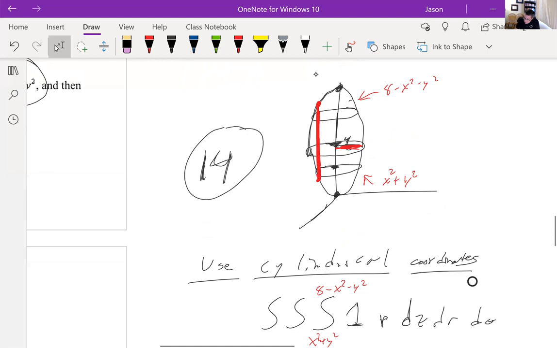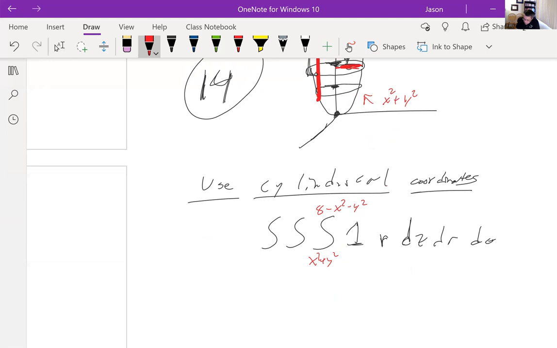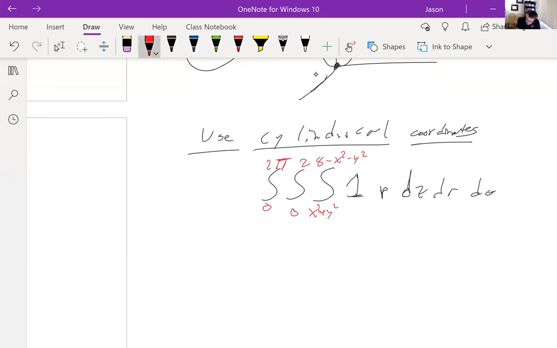If it was rho, if this was spherical coordinates, that'd be a completely different thing. But r is just a two-dimensional radius, and that's going from 0 to 2. The furthest value that it goes is 2. And then theta goes from 0 to 2 pi. So I can change this to polar coordinates: theta from 0 to 2 pi, r from 0 to 2, and z from r squared to 8 minus r squared, with r dz, dr, d theta.